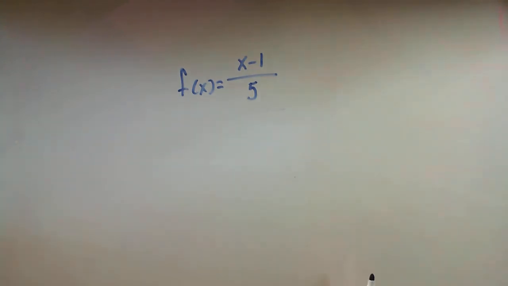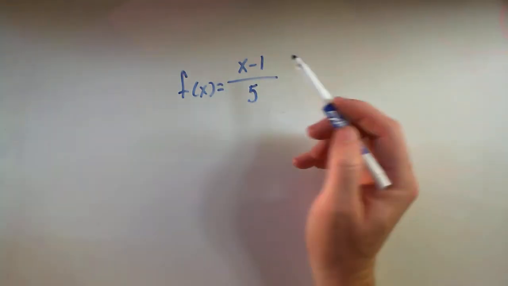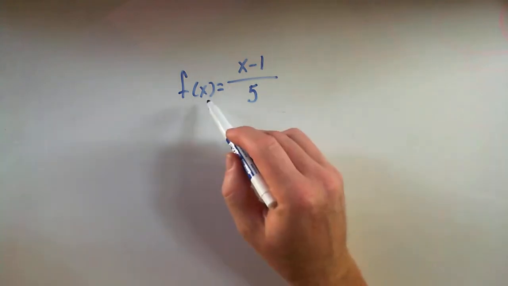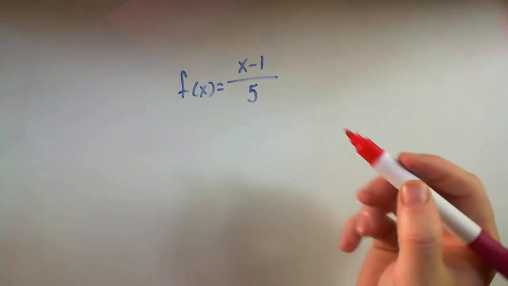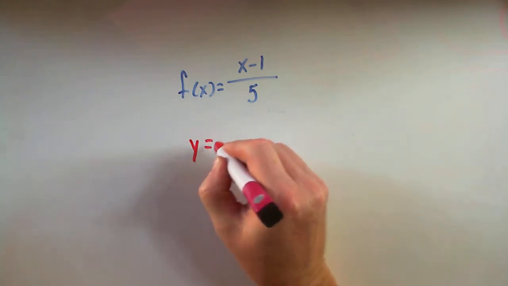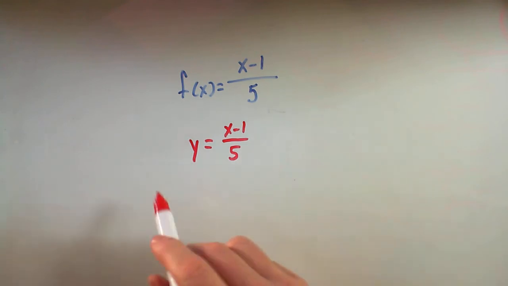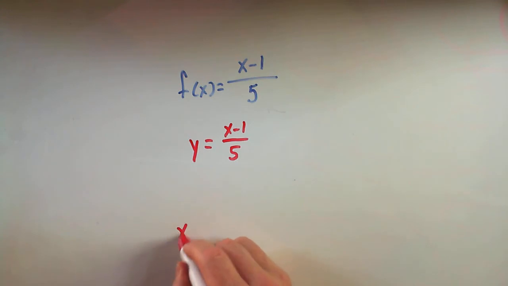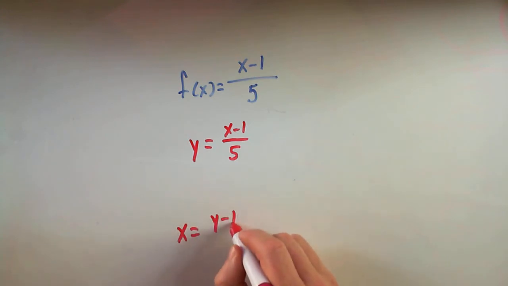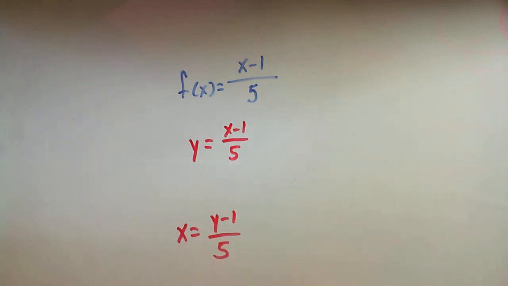And in order to find an inverse function, what we basically have to do is switch the position of the x and y. So most people find it easier to, instead of working with that f of x, let's just make that y equals x minus 1 over 5. Now that's the original function. The inverse is x equals y minus 1 over 5. Notice I took the y and replaced it with an x. I took the x and replaced it with a y.